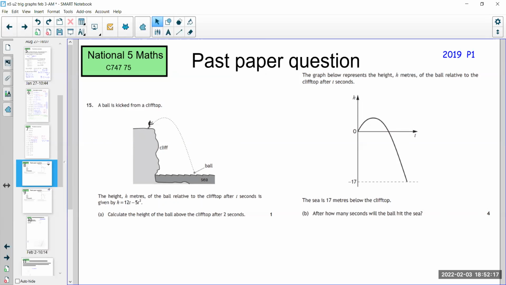Calculate the height of the bowl above the cliff after 2 seconds. So remember what we looked at with functions? f of t equals 12t minus 5t squared, right? Now they've said t equal to 2. What is f of t, or what is the height? So height, when t equals 2, is 12 times 2 minus 5 times 2 squared.